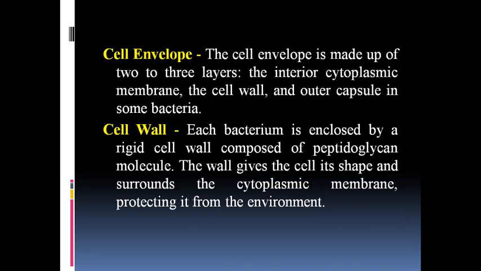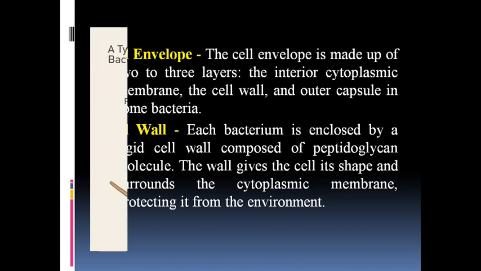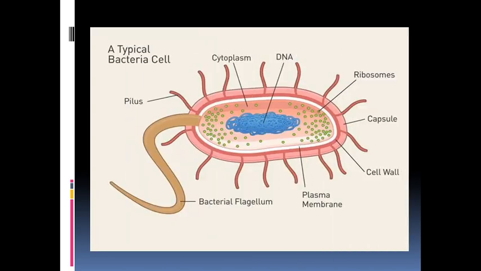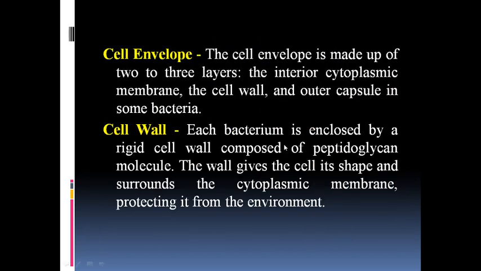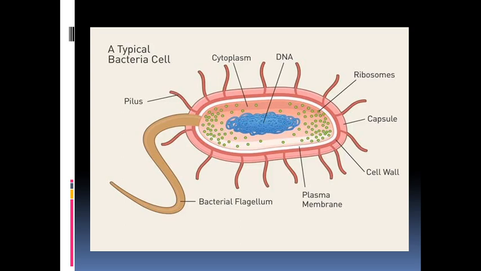Next, moving on to the cell envelope. The cell envelope is made up of 2 to 3 layers. That is, the interior cytoplasmic membrane, the cell wall and the outer capsule. Okay, you can observe in this picture. Here is the cell wall, this is called the capsule, and this is called the plasma membrane. So the cell envelope consists of the interior cytoplasmic membrane, that is called the plasma membrane.